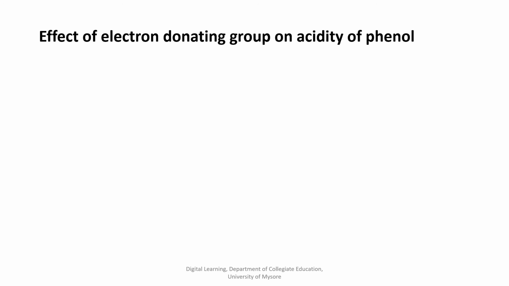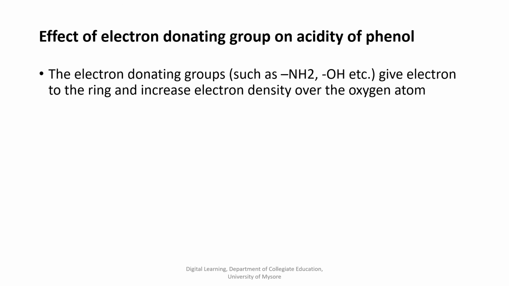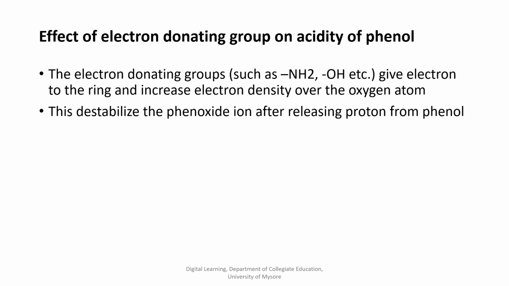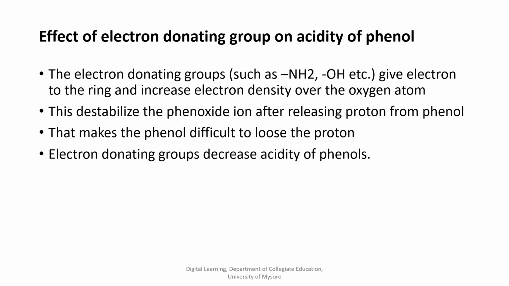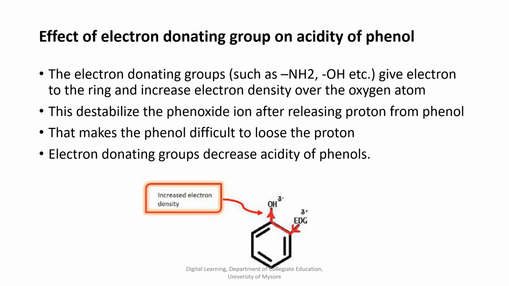So let's know the effect of electron donating group on the acidity of phenol. These are some of the electron donating groups like NH2, OH, etc. They give electrons to the ring and increase the electron density over the oxygen atom. And this destabilizes the phenoxide ion after releasing the proton from the phenol, and that makes the phenol difficult to lose the proton. So electron donating groups decrease the acidity of phenols by increasing the electron density over the oxygen atom.